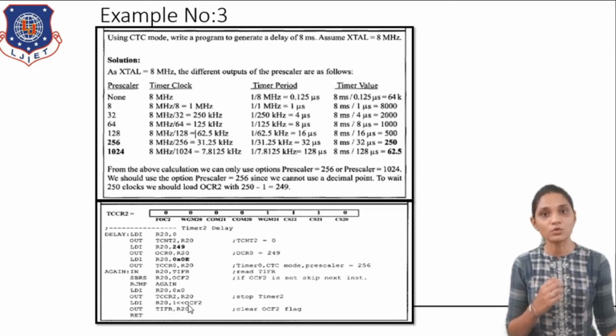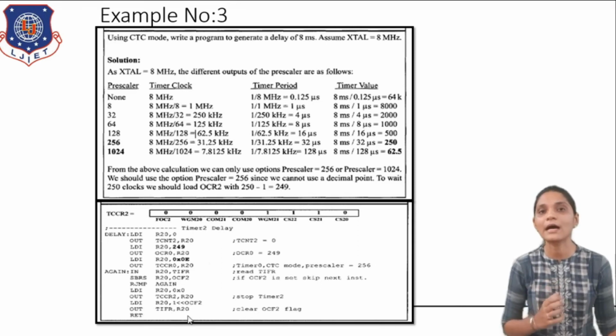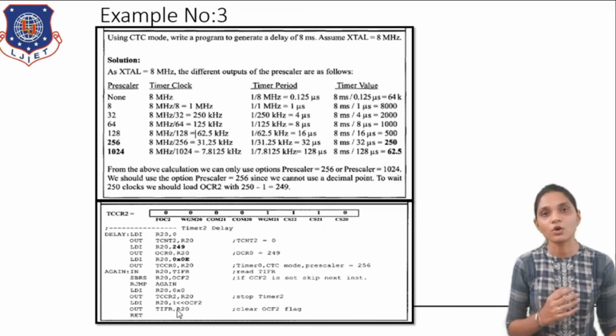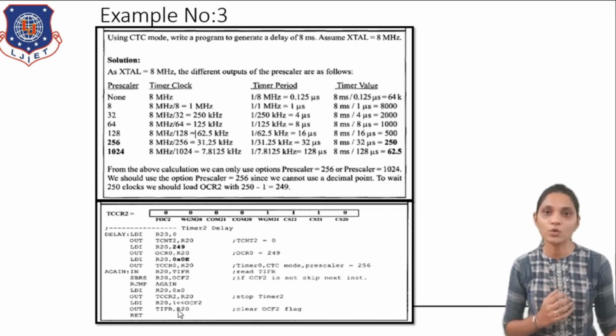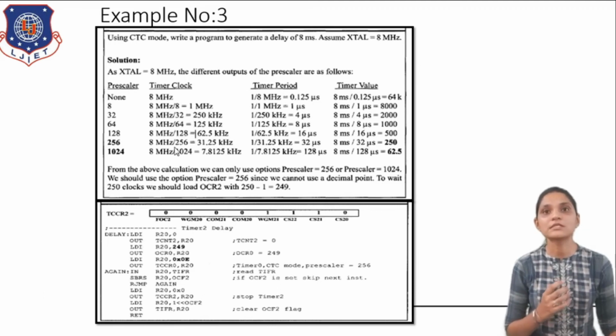So it will set the OCF2 bit inside the bit pattern of register 20, and then you will send it to the TIFR flag by using the out TIFR, R20 instruction. So this will reset, or you can say clear, your flag OCF2. In this way we can use timer 2 programming for this AVR controller.